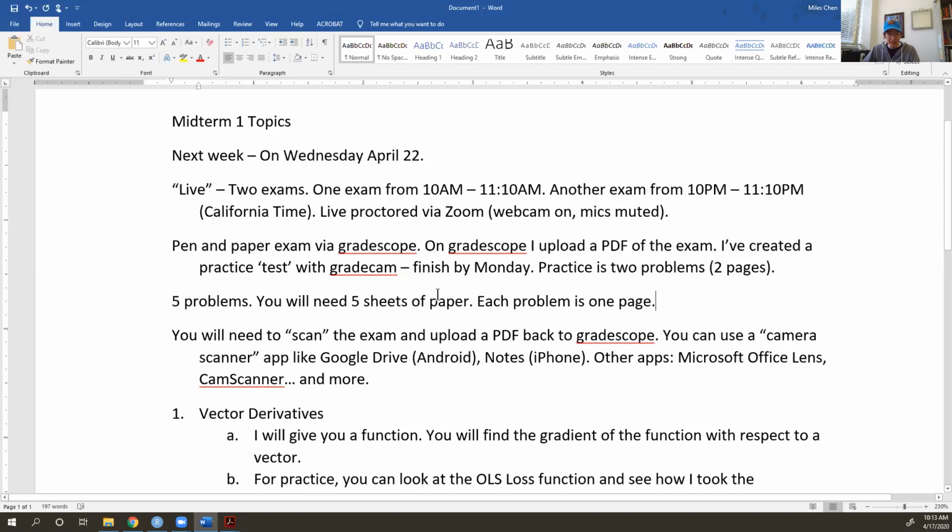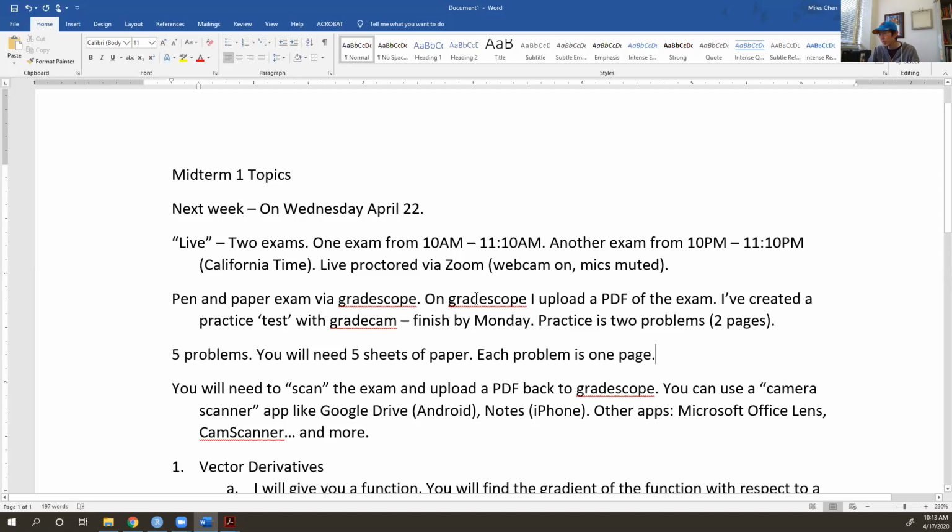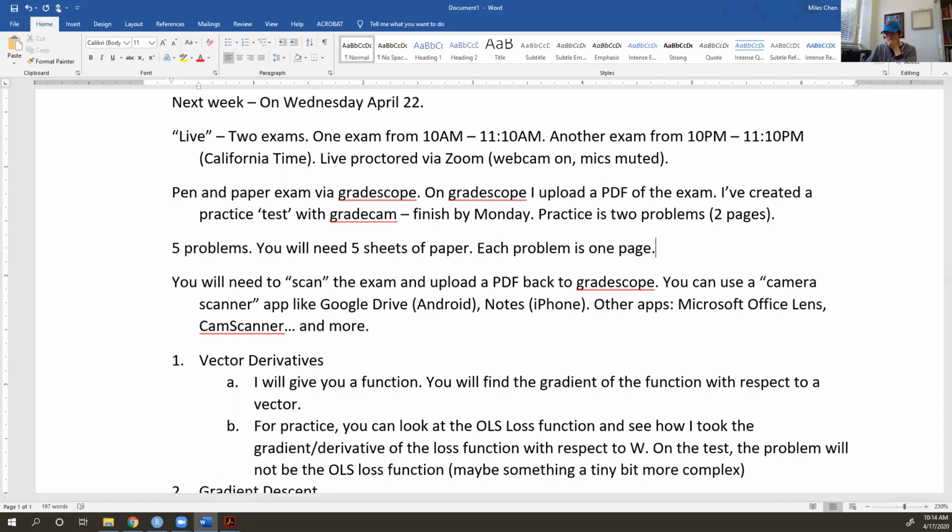Some of you have testing accommodations, and I think the way that works, if you get extended time, is basically I just change the deadline. I'll have to double check. Are there any questions just on the format of how Gradescope is going to work? Okay, this seems okay so far. Again, make sure you try out the practice thing so you can see how it works.